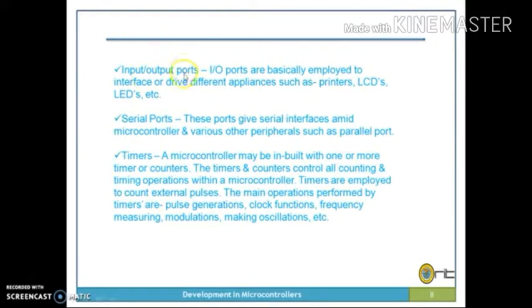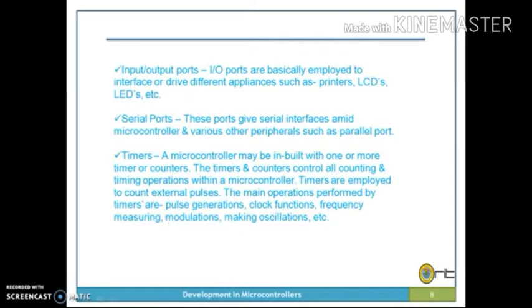I/O ports are basically employed to interface or drive different appliances such as printers, LCDs, and LEDs. Input-output ports can also take the input of different sensors and give output to the system. Then serial ports. These ports give serial interfaces between the microcontroller and various other peripherals, such as the parallel port.